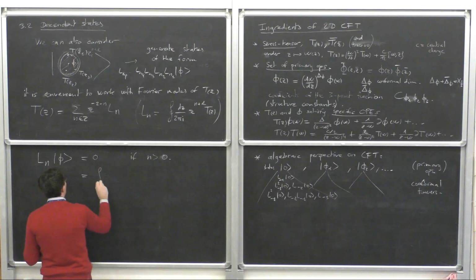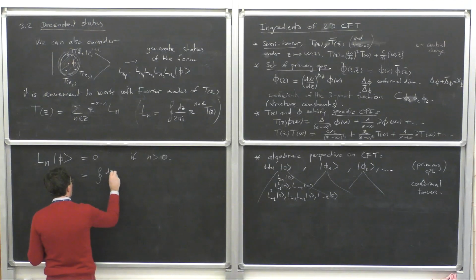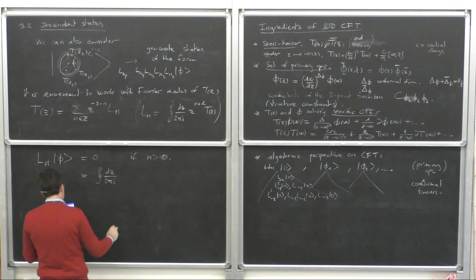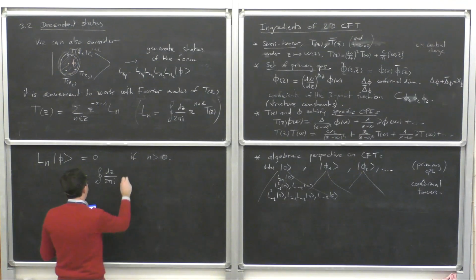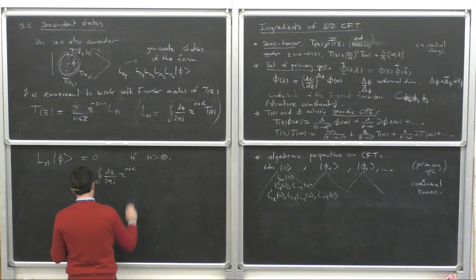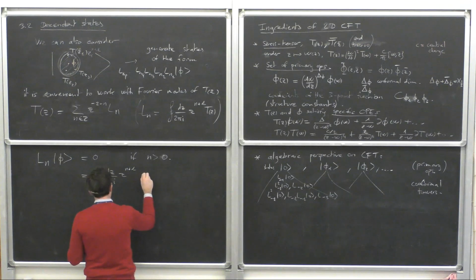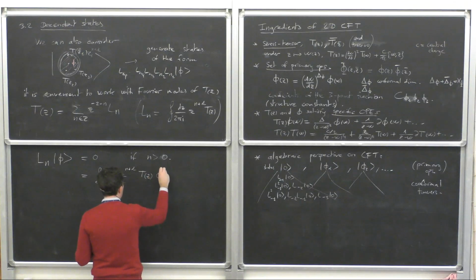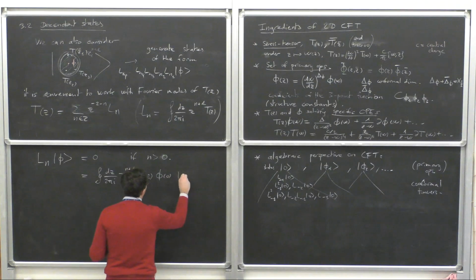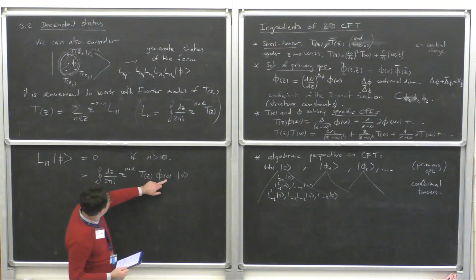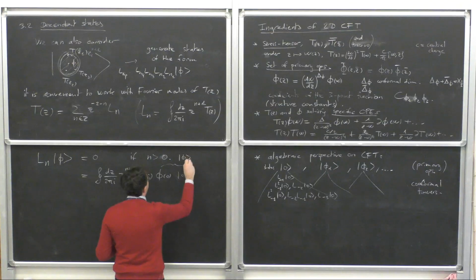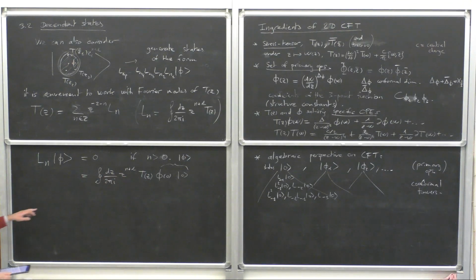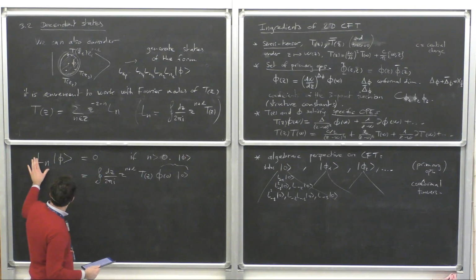The definition is contour integral of dz. So this is a contour integral that encircles the origin of z to the n plus 1. And by definition, this is z to the n plus 1 times T of z times phi at the origin acting on the vacuum. So phi at the origin acting on the vacuum, that by definition is the state phi. And so by definition Ln is this.